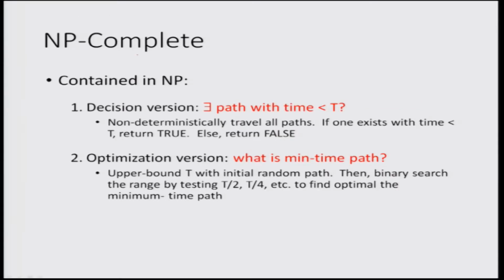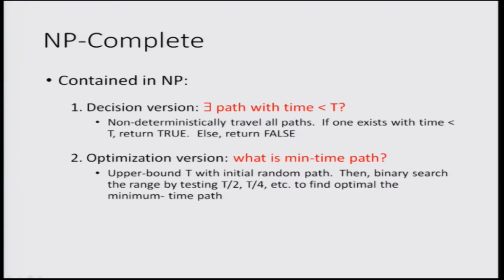The non-deterministic polynomial complete set means that it is contained in the non-deterministic polynomial class, and the decision version is based on whether there is a path with time which is less than the time t. Non-deterministically travel all the paths. If one exists with time less than our time t, return true, else return false. So, this is one option. Both of them are contained in the non-deterministic polynomial class.